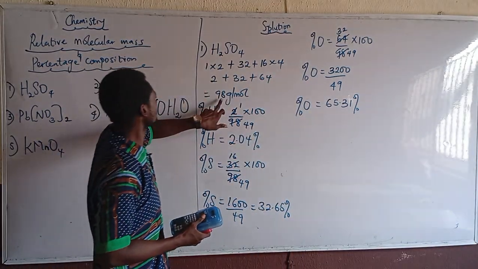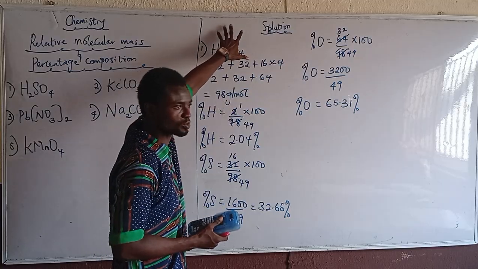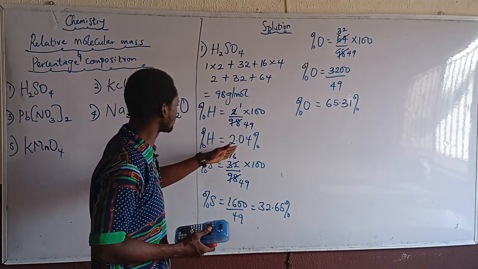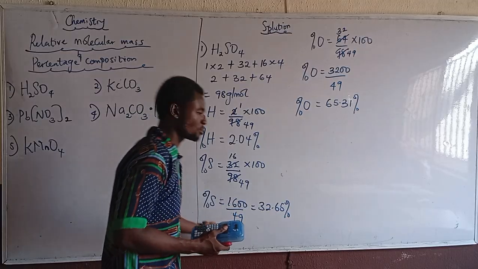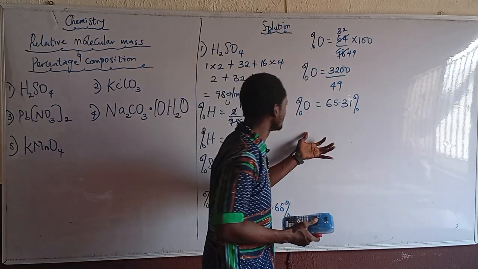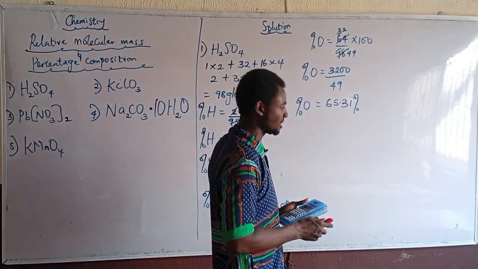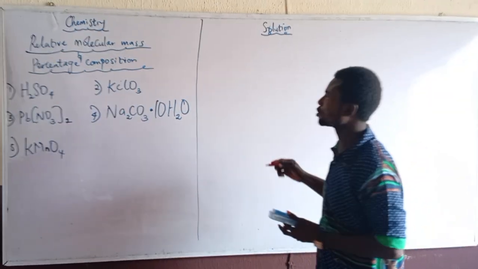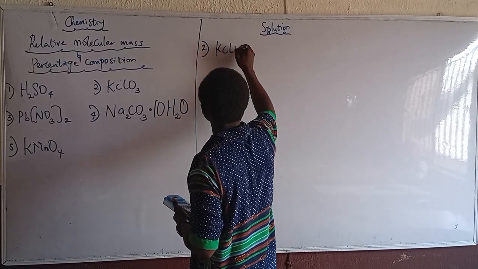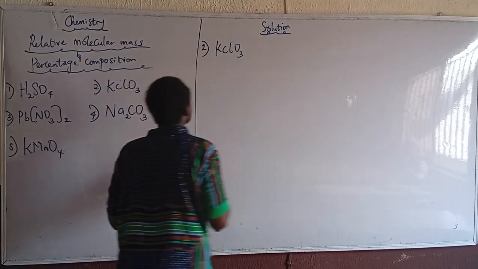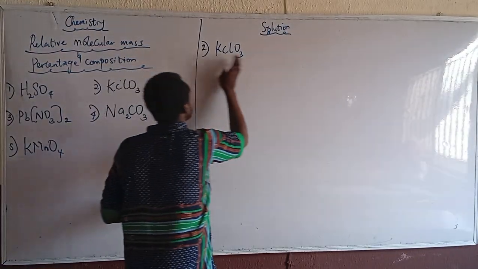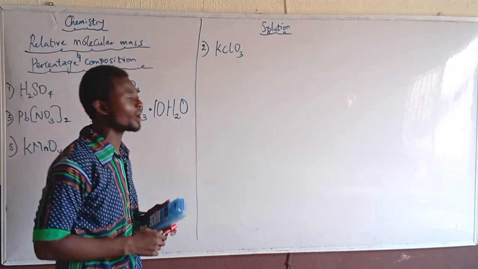So this is the molecular mass of H2SO4, and this is the percentage composition of hydrogen, 2.04%. Sulfur is 32.65%. Oxygen is 65.31%. So we move to number 2. That is KClO3. So this is potassium trioxochlorate 5.